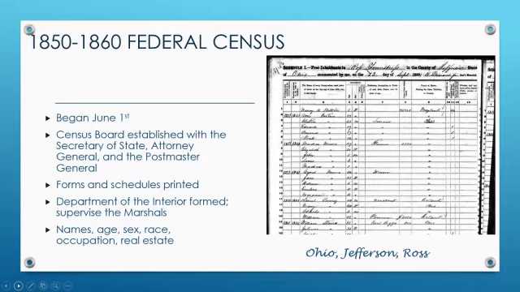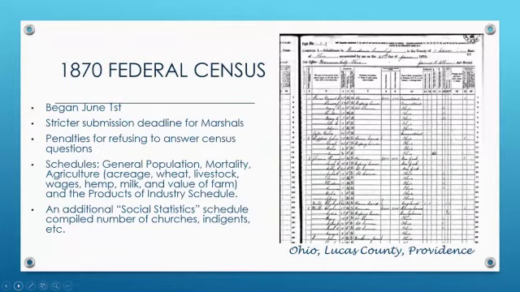Some of the questions they asked are starting to get pretty standard now. Names, age, sex, race, occupation, do you own real estate, that kind of thing. And you can see in this census record that I have over here that this is starting to be more familiar to people who research census records. This is a pretty common sight. Starting to get more standardized.